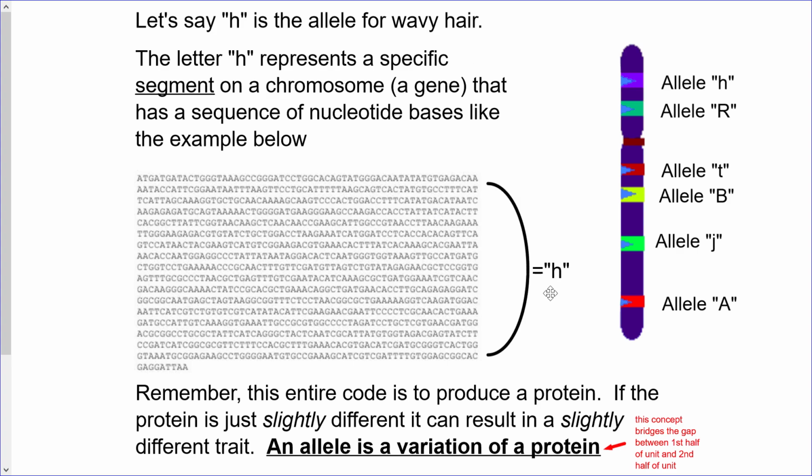And we're going to represent that with just one little h right there as the allele to capture all those bases, which would become codons, which would become amino acids in your amino acid sequence. Remember, this entire code is to produce a protein. If the protein is slightly different, it can result in a slightly different trait. So if you knock out this C right there and replace it with a G, that might change the function of the protein, just that one small change. And then that would create a variation of this allele or of this gene, and that would be a new allele that gets created.